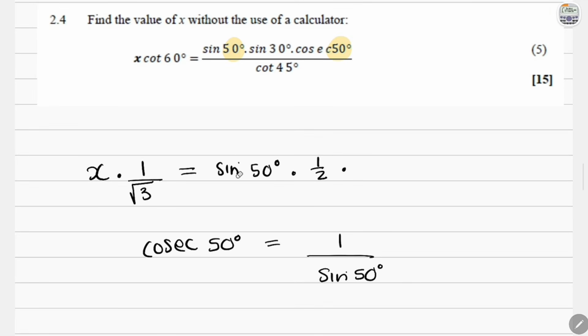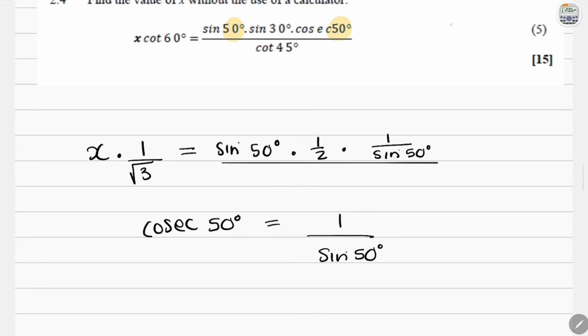So that makes sense now. That's why this is here. So you could leave it as 1 over sine 50 degrees, just so that you can see how these ones would cancel. So then we put this all over and we have cotan 45 degrees.